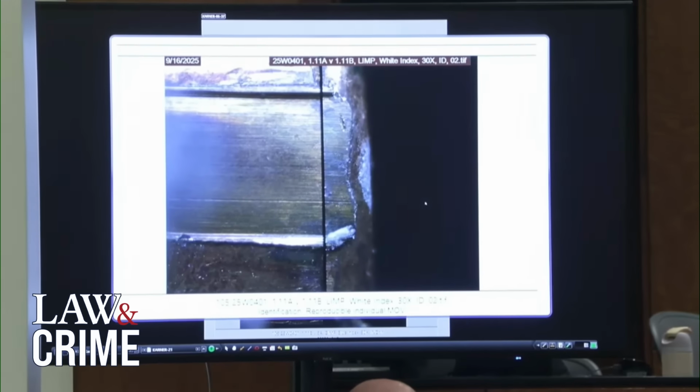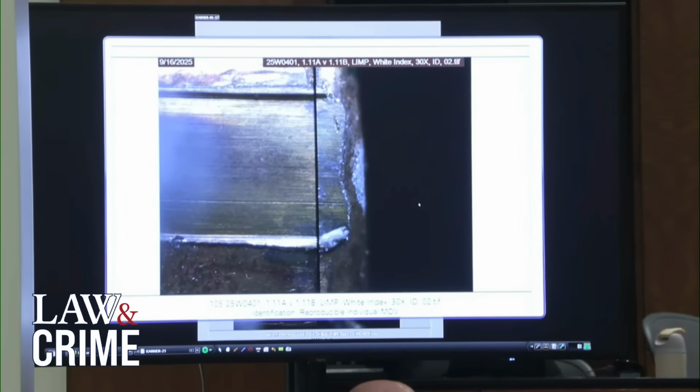And if you would go to page 37. Is the top photo depicting one test fire on the left and another test fire from the same gun on the right? Yes, it is. So do you see areas of agreement and areas of disagreement in these two bullets fired from the same rifle? I see sufficient agreement amongst the striations that are in this land impression.